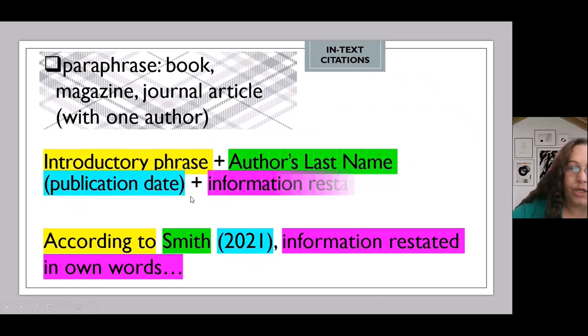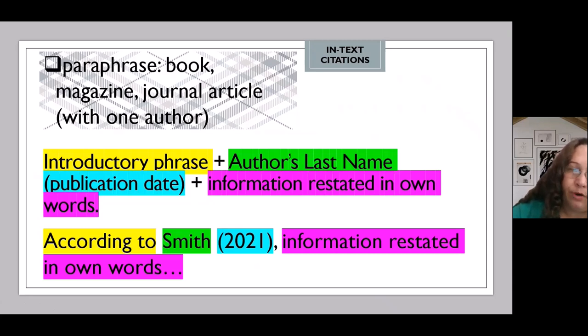If we provide the information by using an introductory phrase, then the information is going to come at the beginning of the sentence. For example, according to Smith, last name of the author, only the last name, remember that, open parenthesis, year of publication, close parenthesis, comma, and provide information restated in your own words. You cannot use information word by word. Using information word by word would require you to use quotation marks and provide the page number.